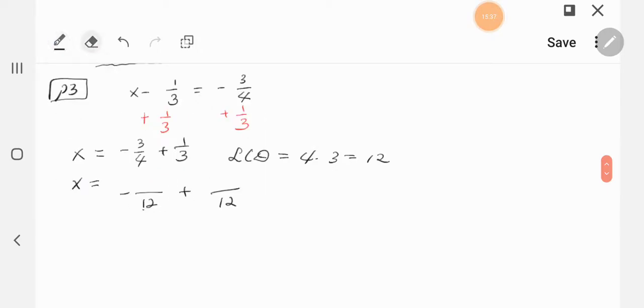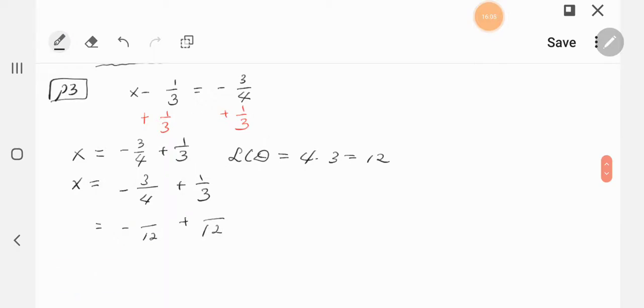Okay, let me rewrite. If you are confused, this is really important. Some of you are very confused and having problems with this. Okay, so this is what we do. I will just duplicate this one twice because I want to show more steps. So what is the LCD? LCD is 12. 4 times 3 is 12.